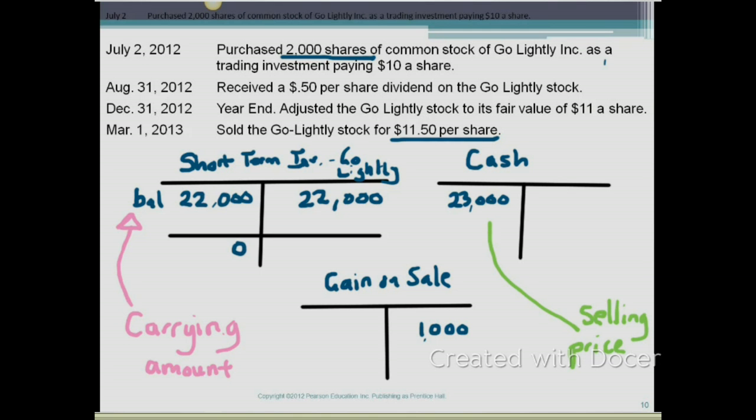If your carrying amount is greater than your selling price, then you would have an account called loss on sale, and loss on sale would be shown on the debit side. Remember, gains are just like revenues, they will be shown on the credit side. Losses are just like expenses, they will be shown on the debit side of your ledger account.